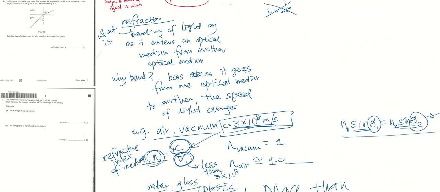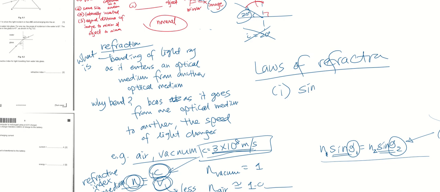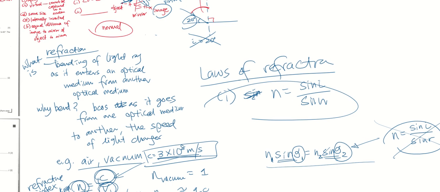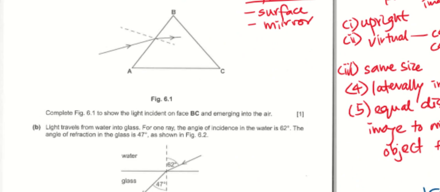So basically they will ask you on reflection and refraction, and for refraction, there are laws of refraction. There are two laws. The one that's important to us is basically n equals sine i over sine r. You can read about it. Usually they won't really ask you to quote laws of refraction. They will ask you to apply it, but laws of reflection they may ask you to quote. Okay, so let's take a look.